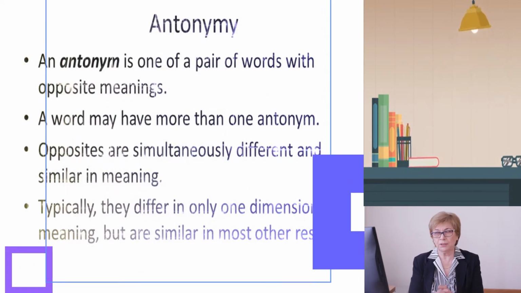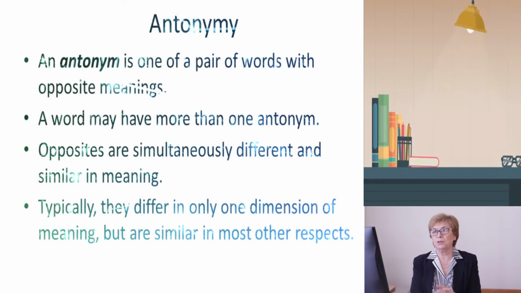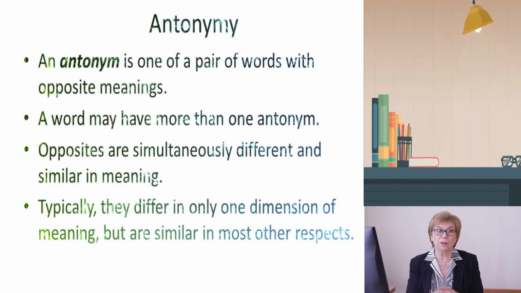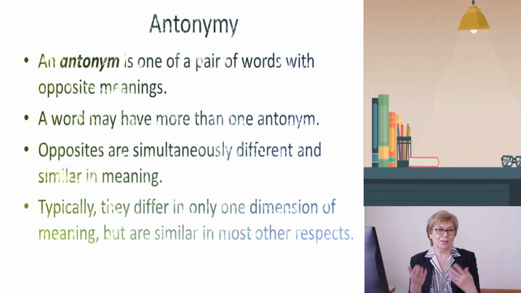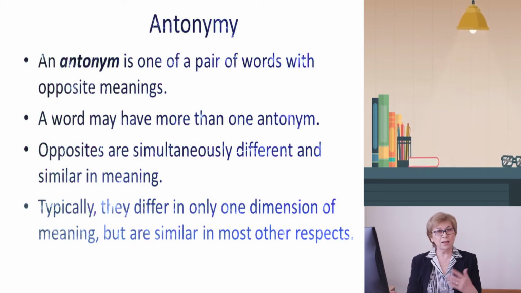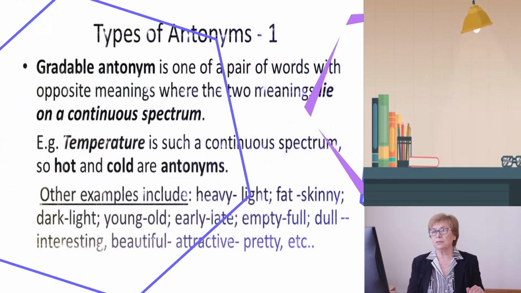Antonymy: an antonym is one of a pair of words with opposite meanings. And of course, a word can have more than one antonym. In some cases, to eat and to gobble might become antonyms because they depict different ways of eating. Okay. So again, there are many classifications of antonyms.